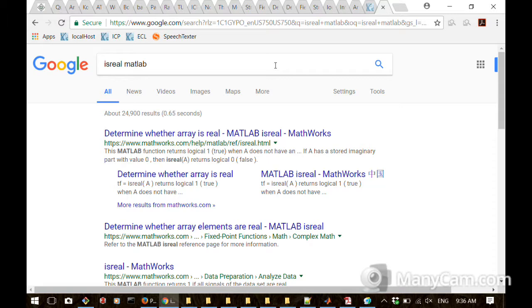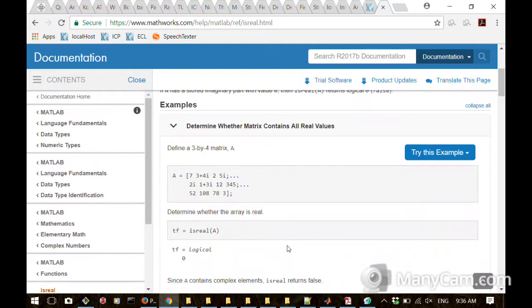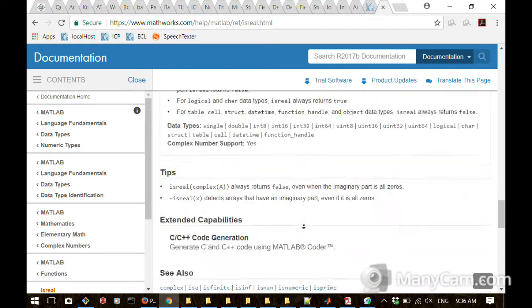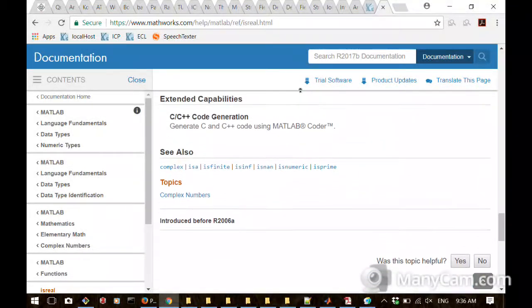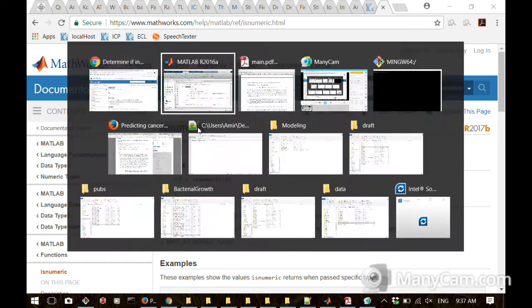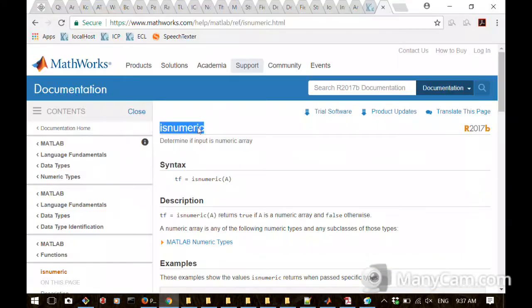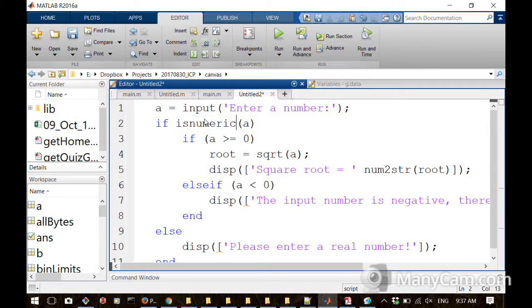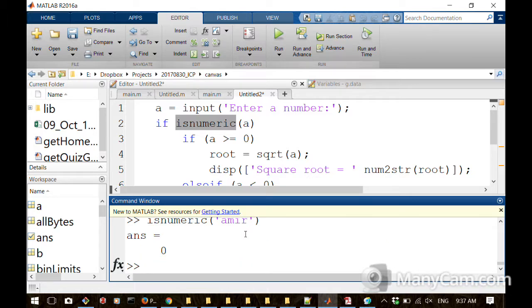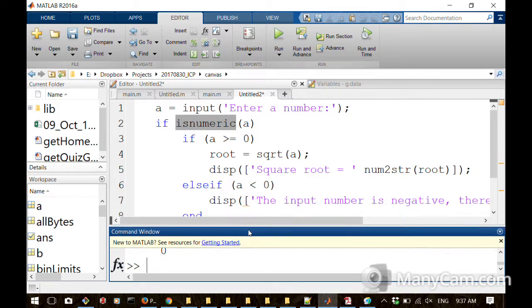I know this because this happened a lot to me. Let's go to the end and see what we have. What are: is finite, is inf, is nan, is numeric. Okay, that's the one that we want, I think. Yes. So let's try is numeric here. Let's see. Is numeric, Amir. Obviously it's going to give us 0. Excellent. So that's what we need.